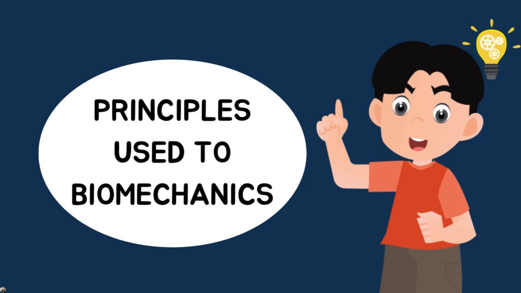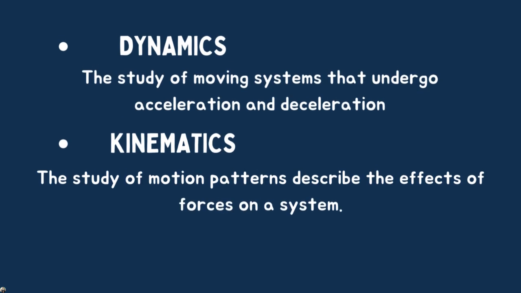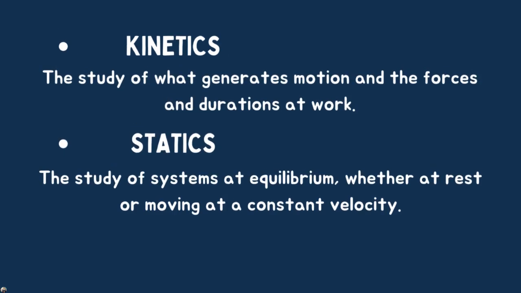Principles used in biomechanics. First principle is the dynamics. Dynamics is the study of moving systems that undergo acceleration and deceleration. Next is kinematics. Kinematics is the study of motion patterns describing the effects of forces on a system. Next is the kinetics. Kinetics is the study of what generates motion and the forces and durations at work. Statics is the study of systems at equilibrium, whether at rest or moving at a constant velocity.